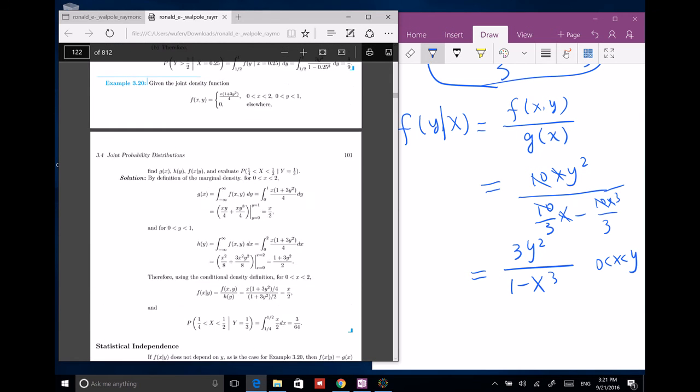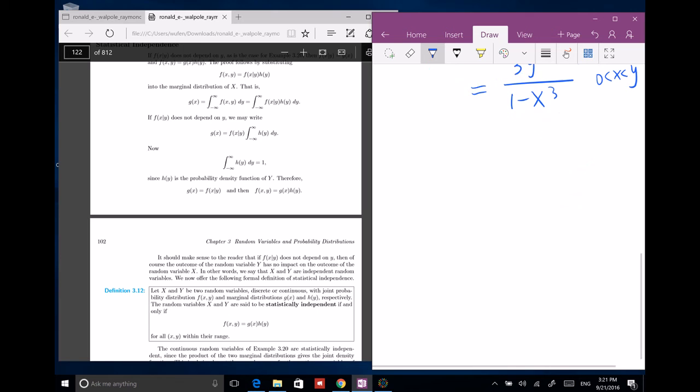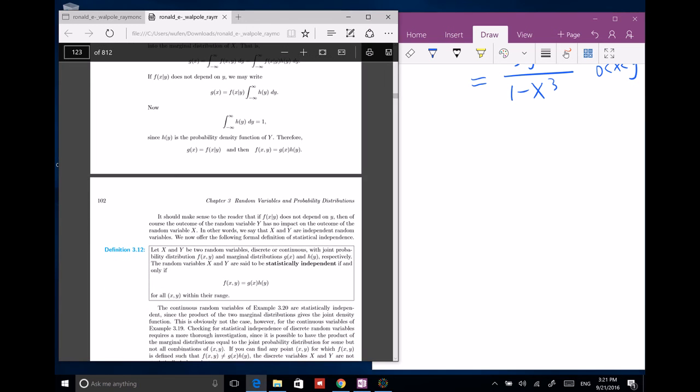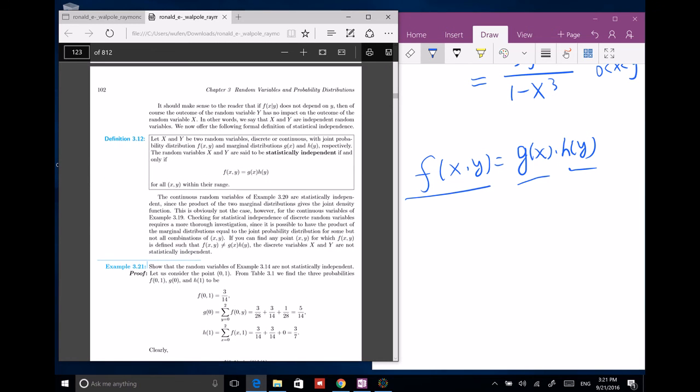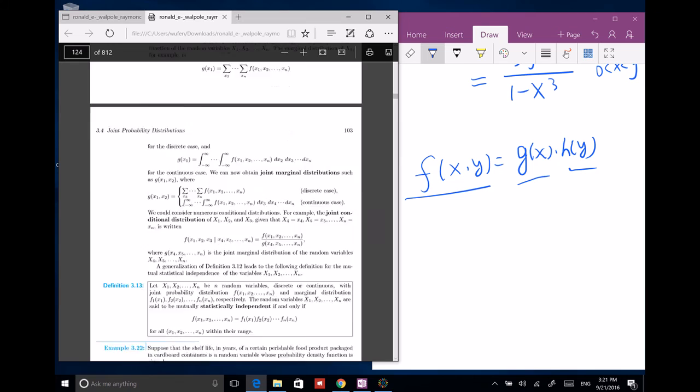Okay, and I think this relates to independence. In the previous chapter, we introduced independence. If the probability f(x,y) equals g(x) times h(y), which means that the conditional probability does not actually change, then they are independent. If X and Y are two random variables, discrete or continuous, and their joint probability distribution equals the product of the two marginal distributions, they are independent. If this happens, they are independent. So you just need to check that.